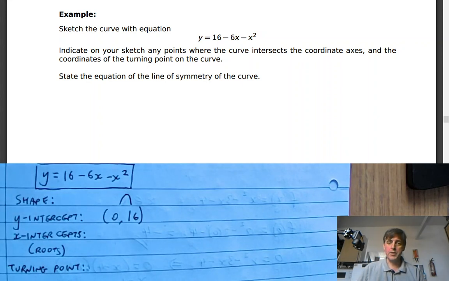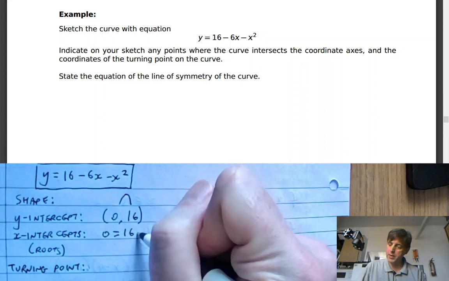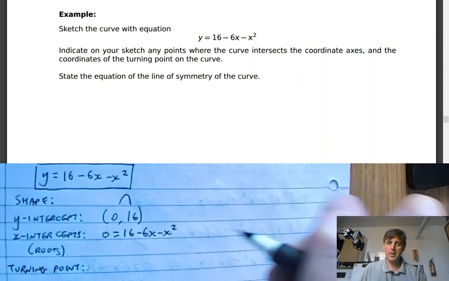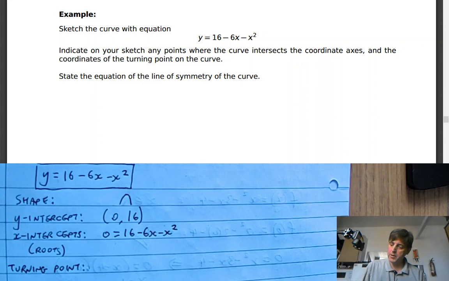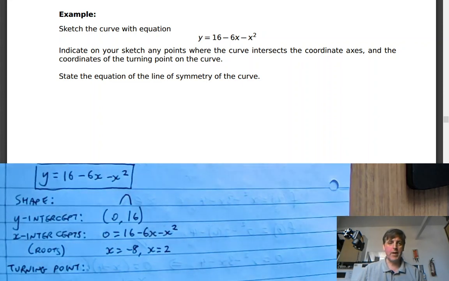What about our x-intercepts here? Well, we need to solve the equation 0 equals 16 minus 6x minus x squared. When I solved this equation earlier on, I got the roots here as -8 and 2. So you can either factorize or use the formula to solve that equation.